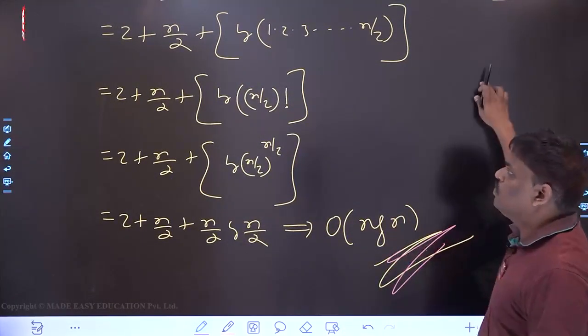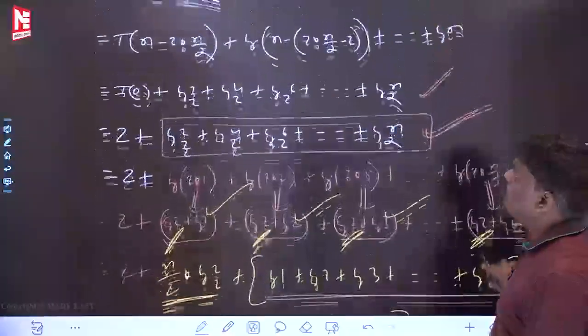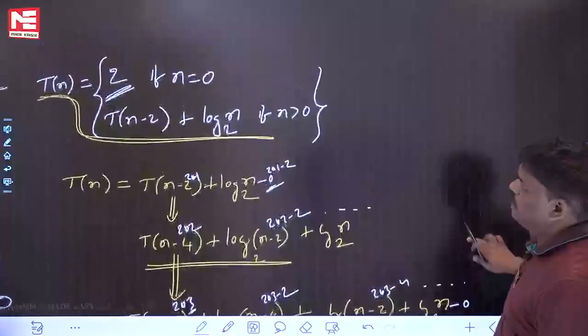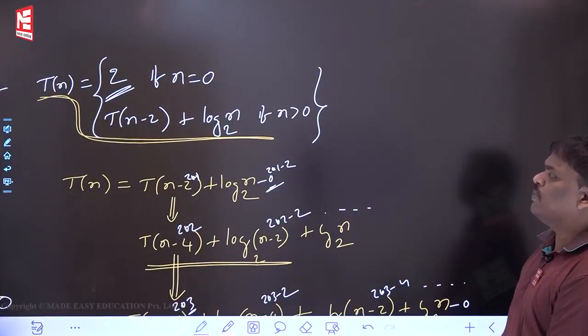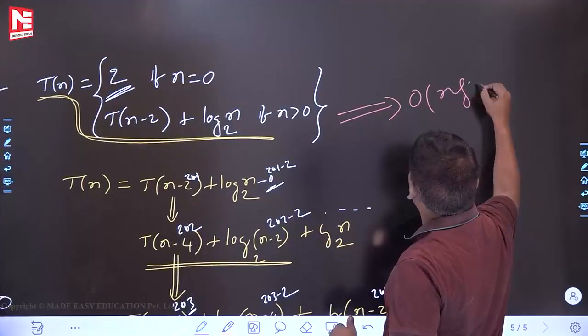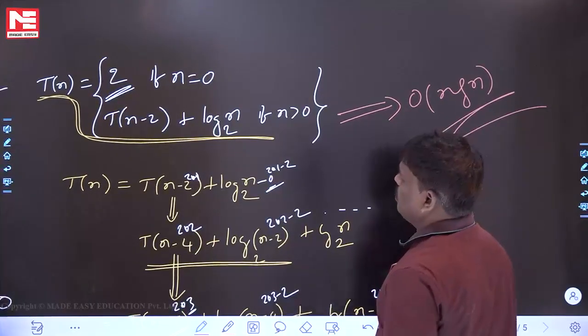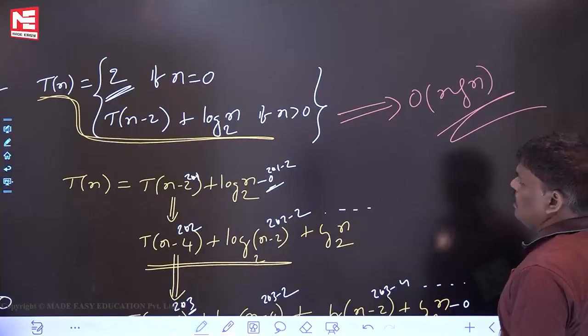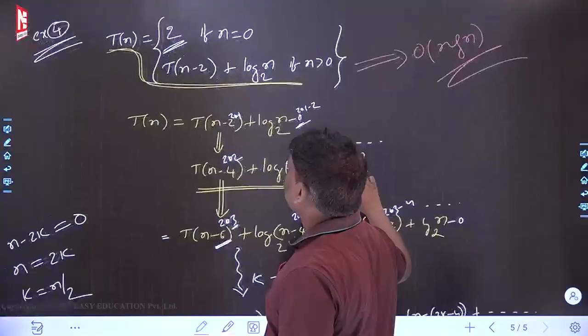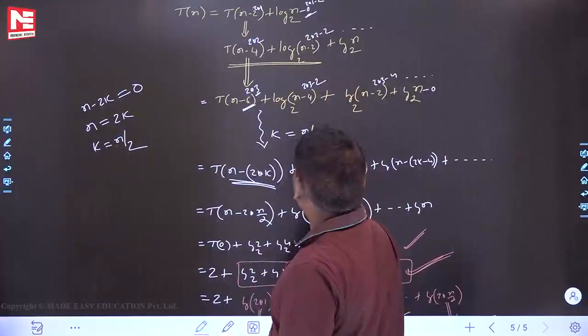So what is the problem here? See this. This is the problem: T(n) = T(n-2) + log n. The answer to this problem is going to be big O of n log n. The upper bound is going to be big O of n log n. Now one more thing: what is the k value for this problem? The k value for this problem is n by 2.